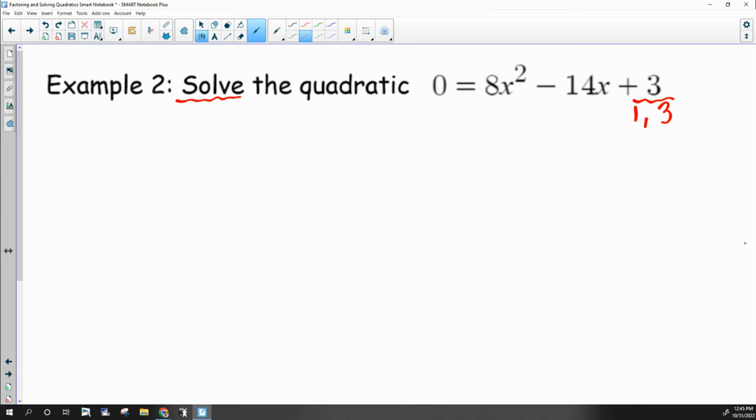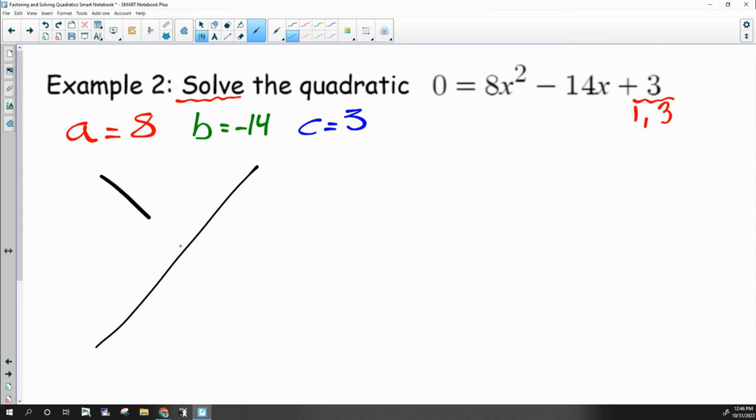And you check, can I divide all of those numbers by 3? You can't. You cannot divide 8 by 3. You cannot divide 14 by 3. So this has no GCF, which is good. It's nice when there's no GCF because I get to skip the whole dividing step. And I go straight to what is ABC. A is 8, B is -14, and C is 3.